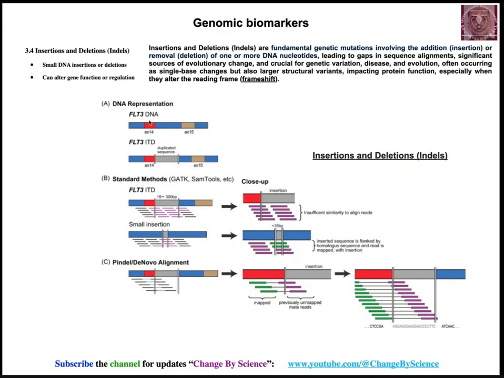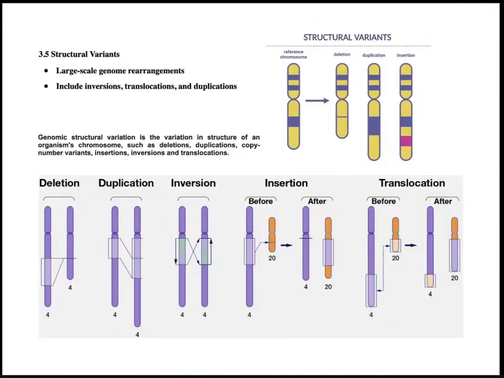So here, this is the DNA representation. Then a standard method for analysis is GATK, SAMtools, etc. And then you look for the insertions, and you can also look for the deletion part. So here, Pindel or de novo alignment, and then you go for mapping, and then you have to compare with the reference genome.